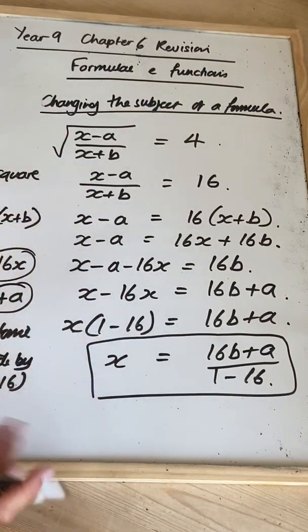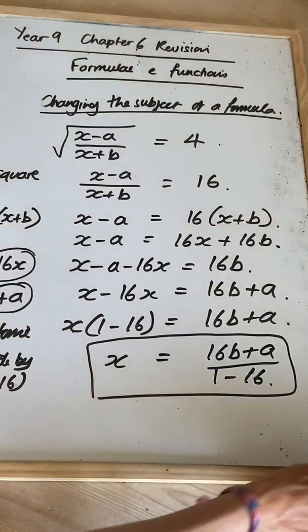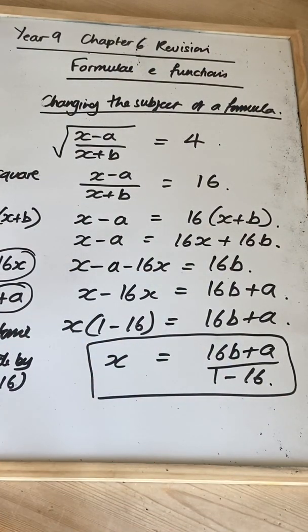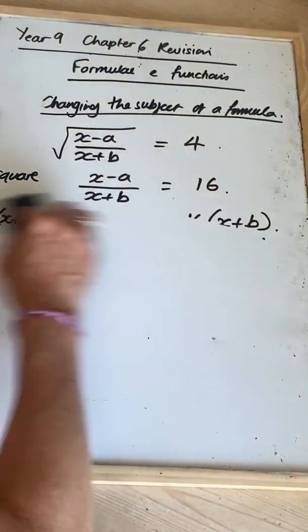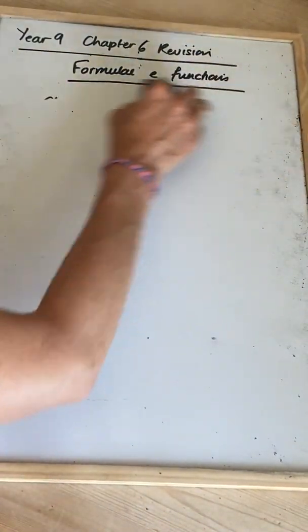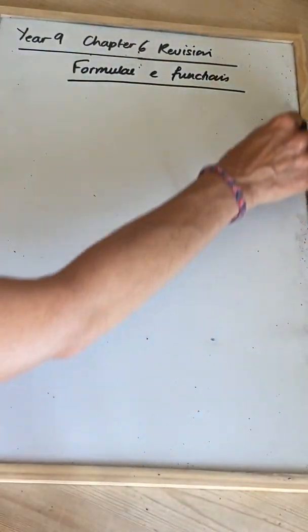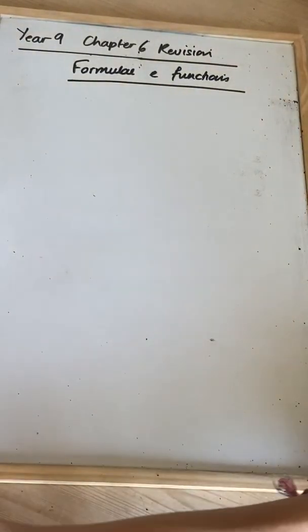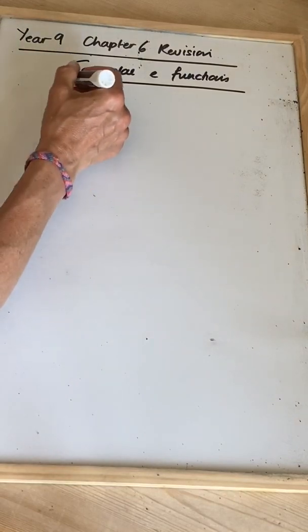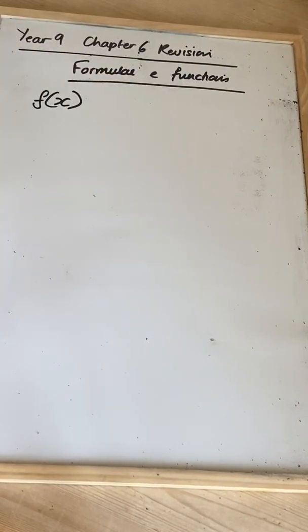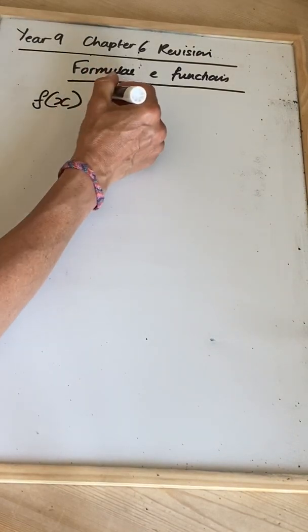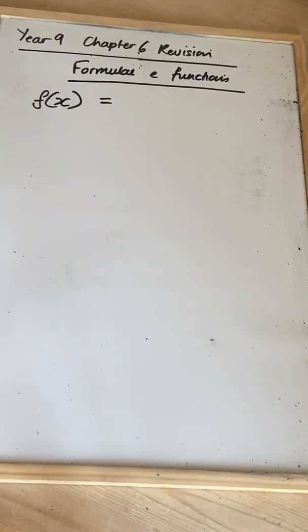Lots of steps, gents, but hopefully those of you who are getting more familiar with these are getting the hang of them now. Okay, next thing I'm going to look at is functions. So functions. Functions are a way of telling us what is actually happening to usually an x value in a calculation, and we write them as f of x. We usually write f of x equals something.